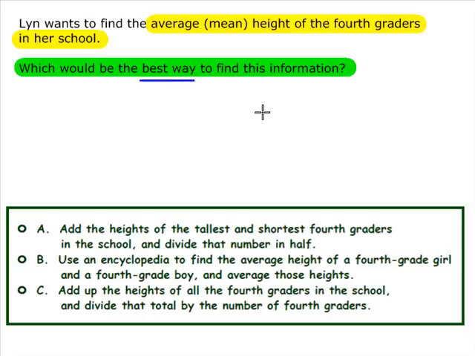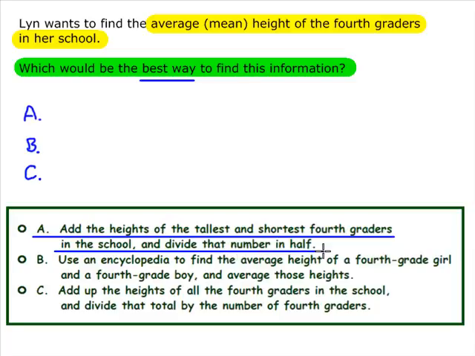Okay, well, let's consider the three answers. We're going to consider answers A, B, and C, one at a time. Answer A, add the heights of the tallest and shortest fourth graders in the school and divide that number in half. Well, let's think about this.